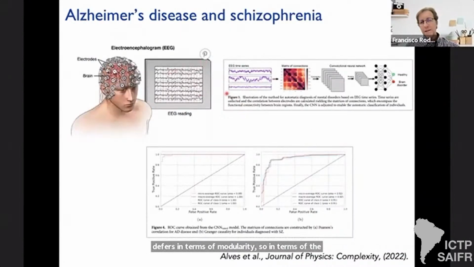We also applied this to Alzheimer's disease, and we verified that we can predict if someone has Alzheimer's based on this idea. So you have that the brain of people presenting Alzheimer's is completely different from someone who is healthy.